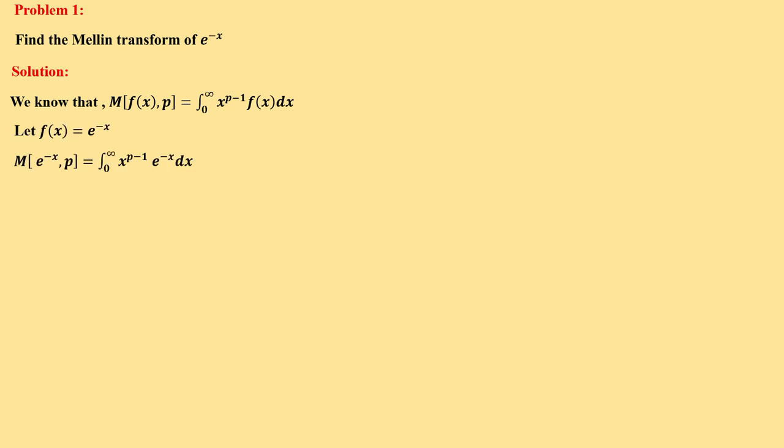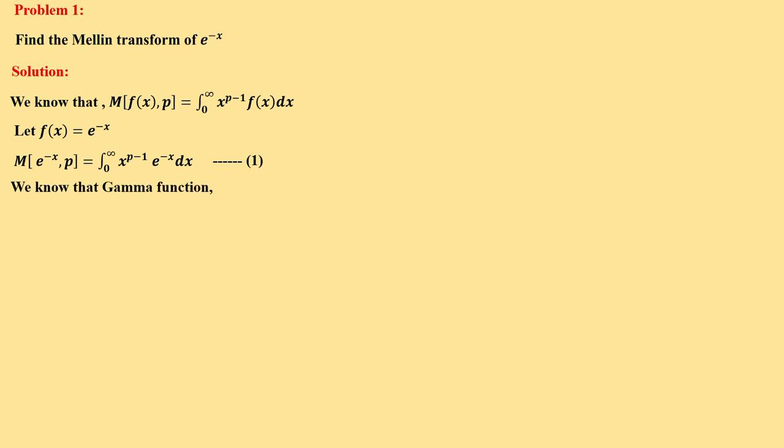First problem, find the Mellin transform of e power minus x. So we know that Mellin transformation of f of x is equal to integral 0 to infinity x power p minus 1 f of x dx. Put f of x equal to e power minus x. Therefore, Mellin transformation of e power minus x is equal to integral 0 to infinity x power p minus 1 e power minus x dx. That is equation number 1.